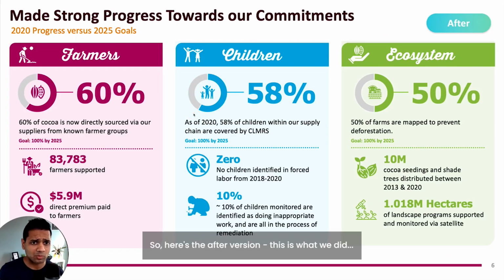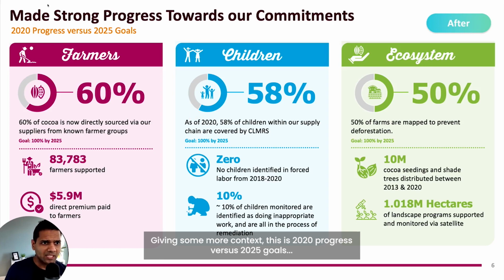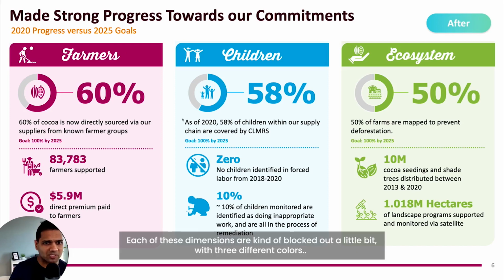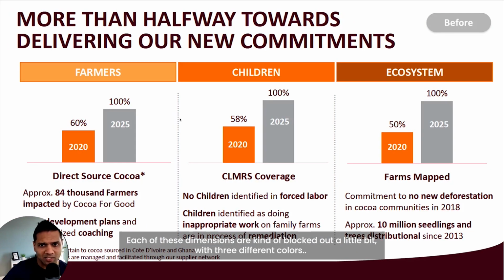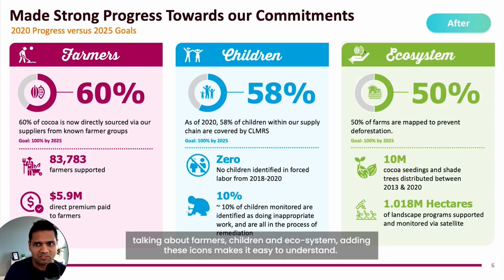So here's the after version. This is what we did. Very simple headline: made strong progress towards our commitments. Giving some more context, this is 2020 progress versus 2025 goals. Each of these three dimensions is blocked out with three different colors. We're talking about farmers, children, ecosystem. Adding these icons makes it easy to understand.